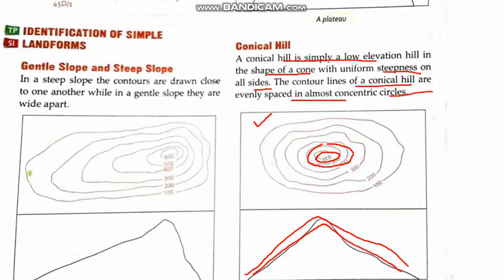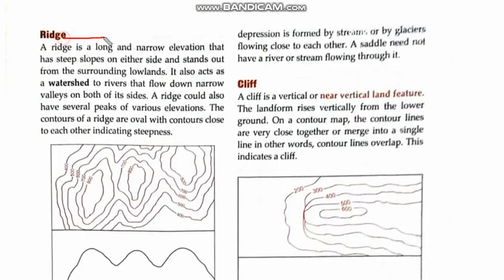Now next, ridge. What is a ridge? As you can see, it is a rugged, uneven place. So what is a ridge? It is a long and narrow elevation that has steep slopes on either side, and stands out from the surrounding lowland. If the lowland is simply flat and they stand up, they are very lengthy and narrow.